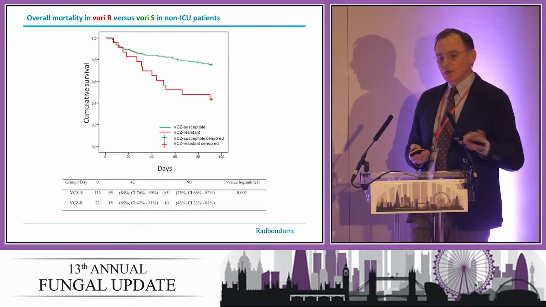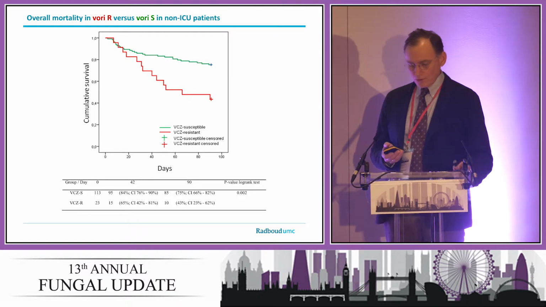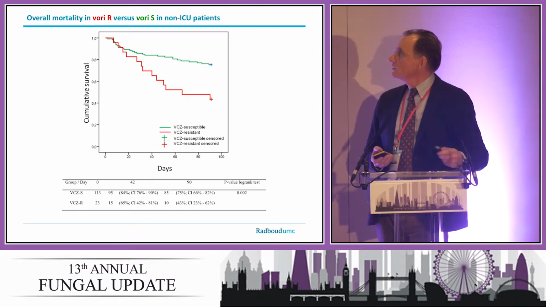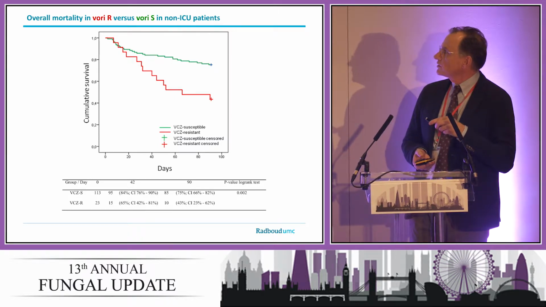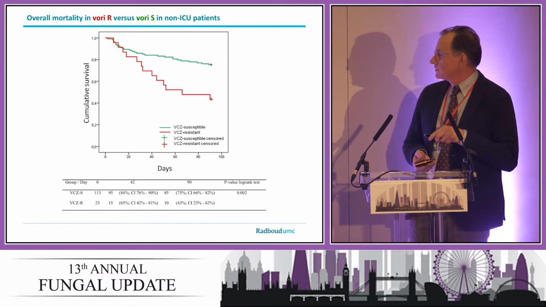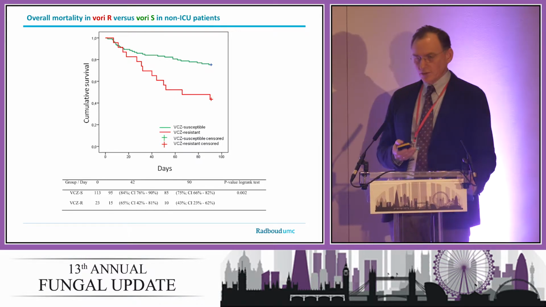However, if you leave this out, because this was a retrospective study, and this is, of course, an important confounder to mortality. So if you look in the non-ICU patients, you again see that there is a significant difference in mortality. So on day 90, 75% was alive in the susceptible group compared to 43% in the resistant group.